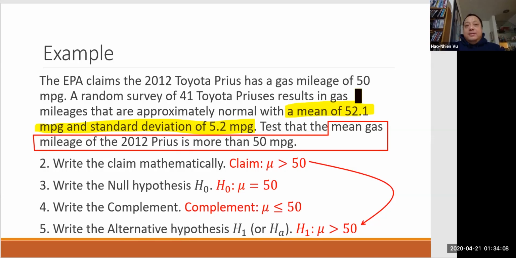Right, so that's how you write the null and alternative hypotheses. Hope that helps.